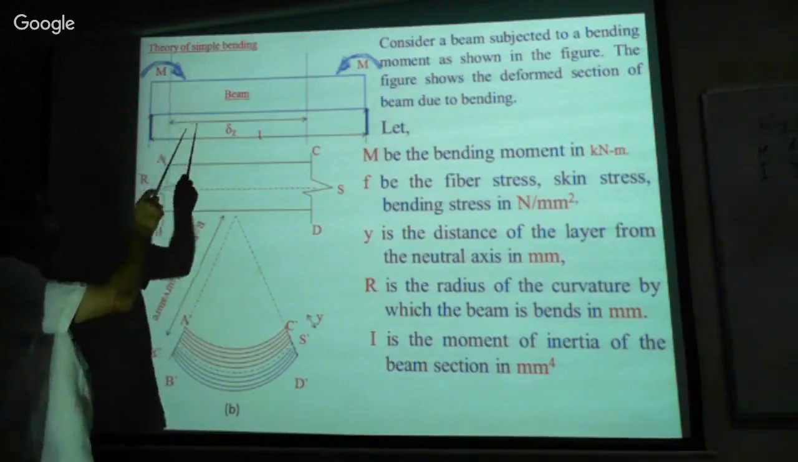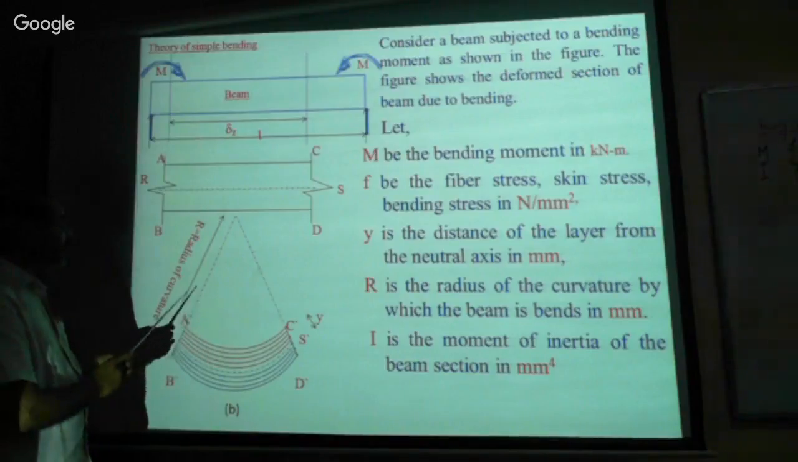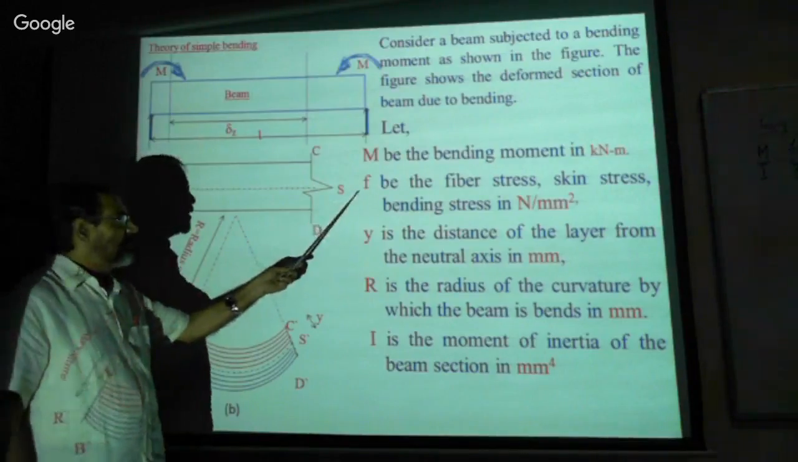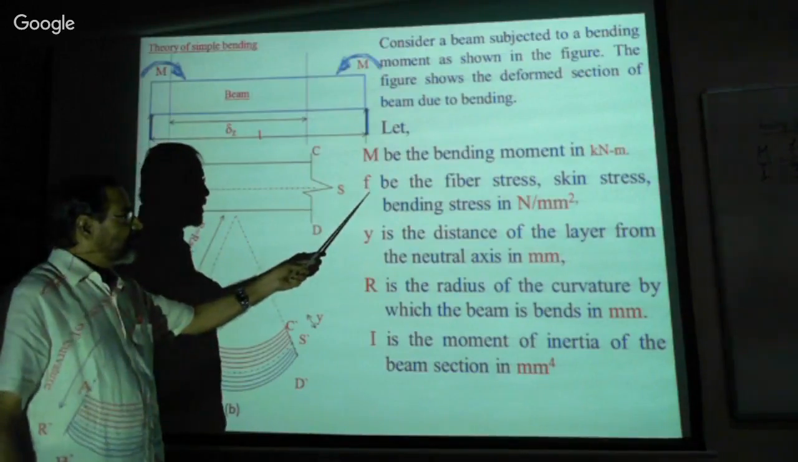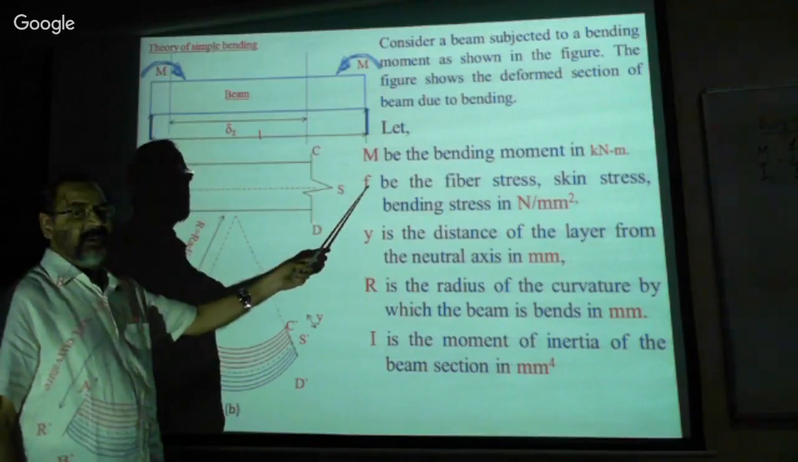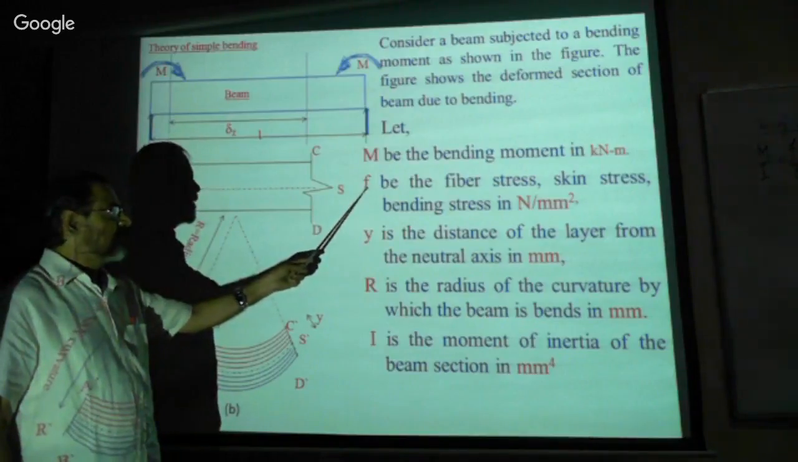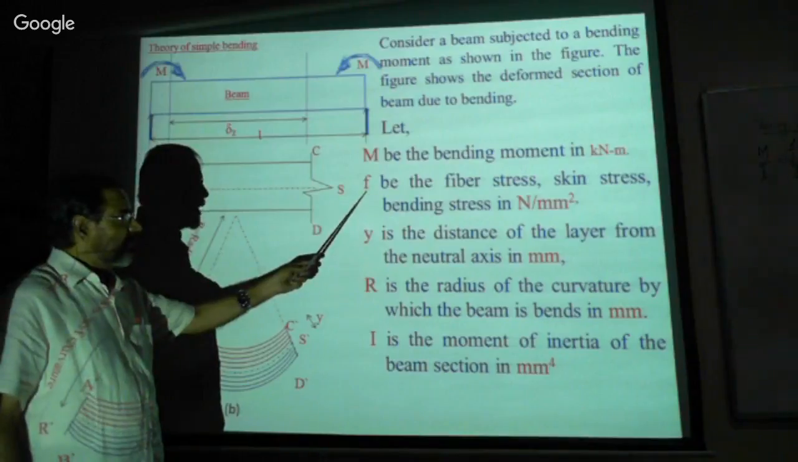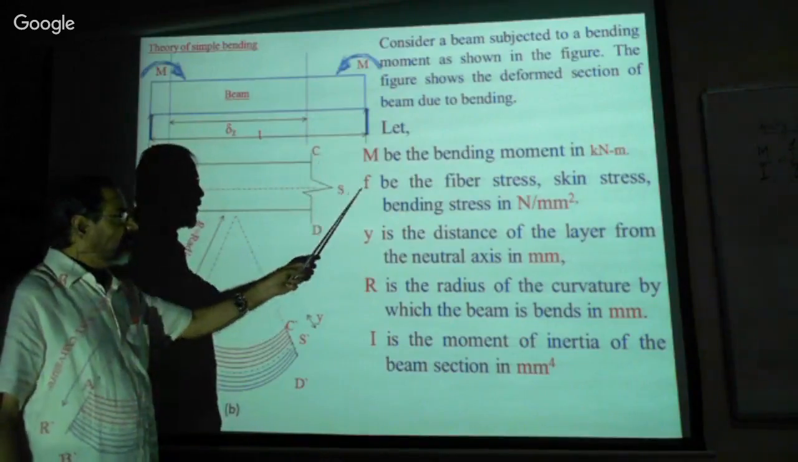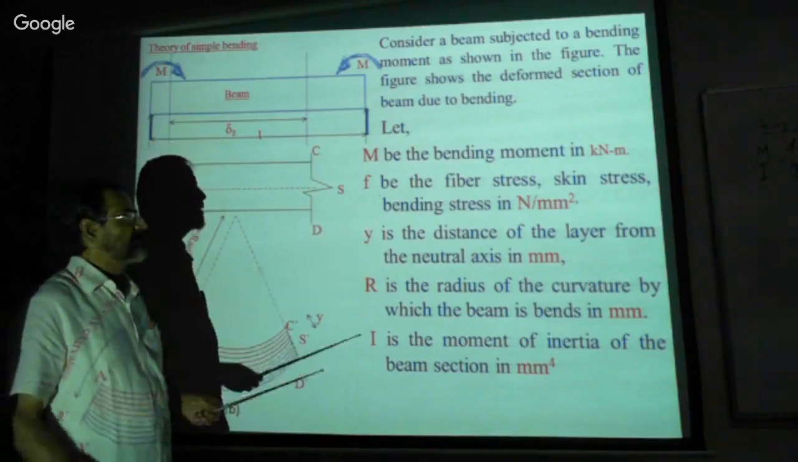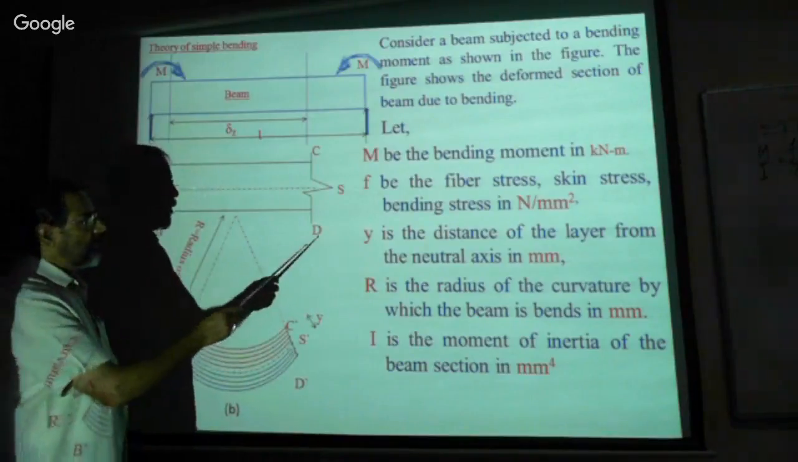Now here, the bending moment and the stress in the layer. The stress in the layer is F. In some textbooks it is written as FB, that is fiber stress. Somebody will call this skin stress, and someone will call this bending stress. Whatever it may be.